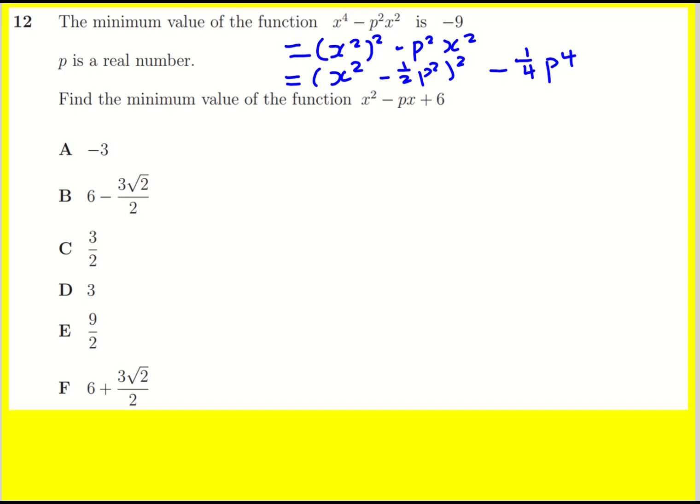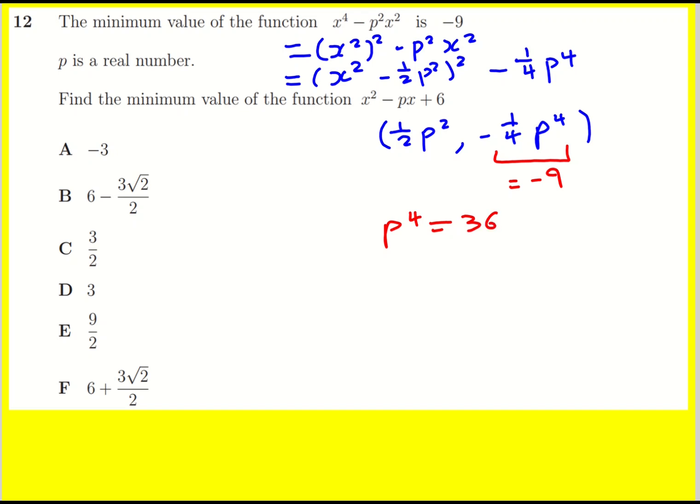And from that, we would get the turning point would be a half p squared minus a quarter p to the 4. And it's this bit that must equal minus 9, which means p to the 4 is going to equal 36, because I've just times'd through by minus 9. And then p is going to be plus or minus root 6. Now, we're not actually told which one to go with, so we'll come back to that.